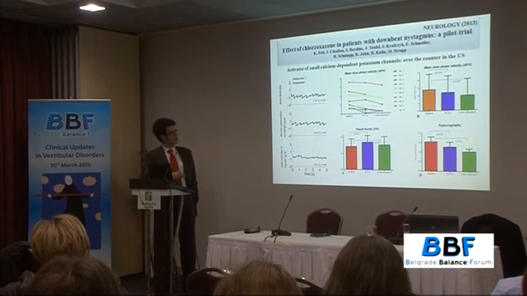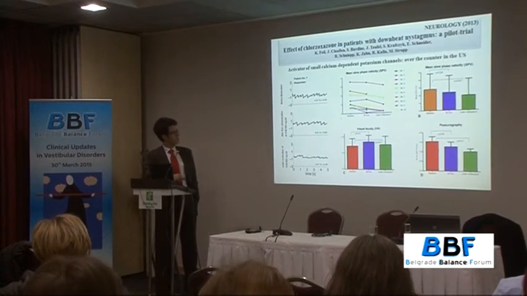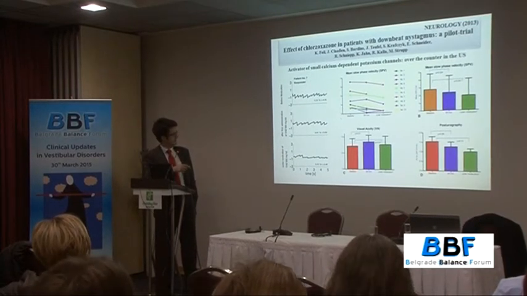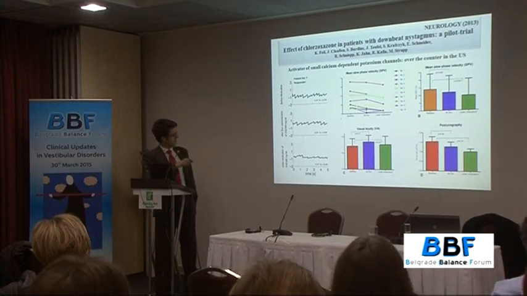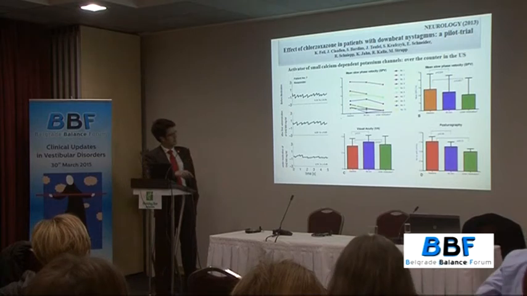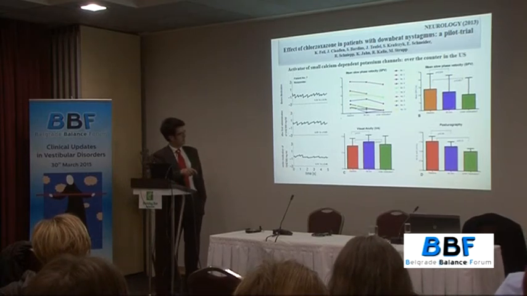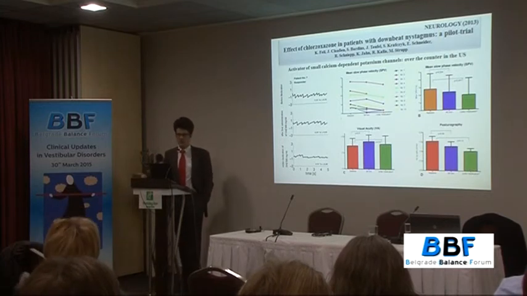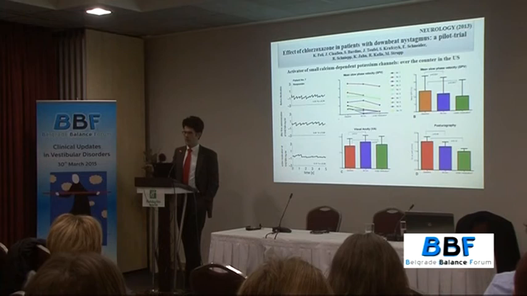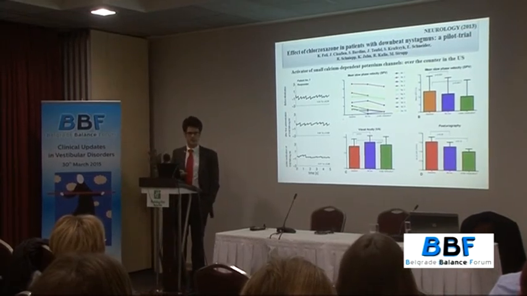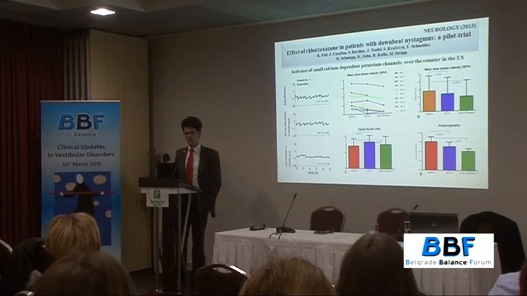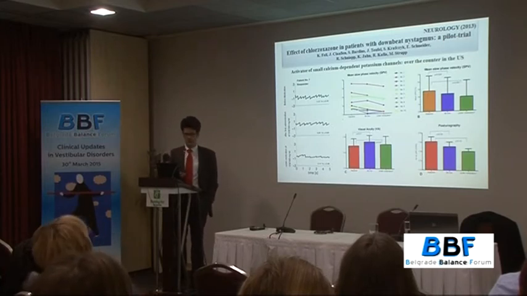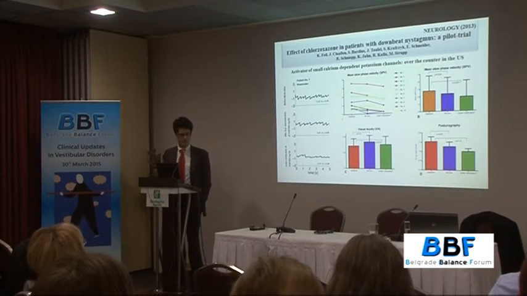And actually that could be shown in this study in Neurology 2013, that while giving the chlorzoxazone in a dose-dependent manner, the downbeat nystagmus decreases. And it also translates into some subjective and objective improvement of postural stability. So we now do have an alternative treatment option in case the 4-aminopyridine does not work properly. You can also try chlorzoxazone, which is a similar principle.